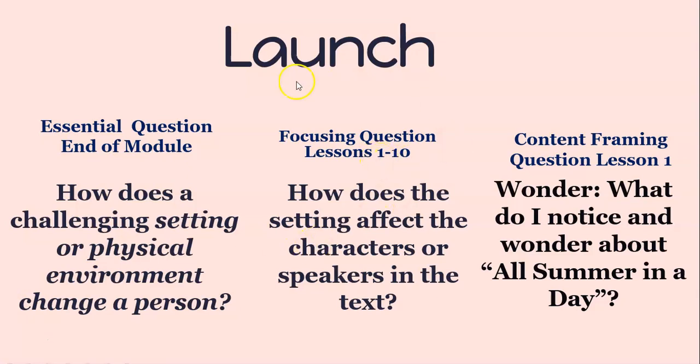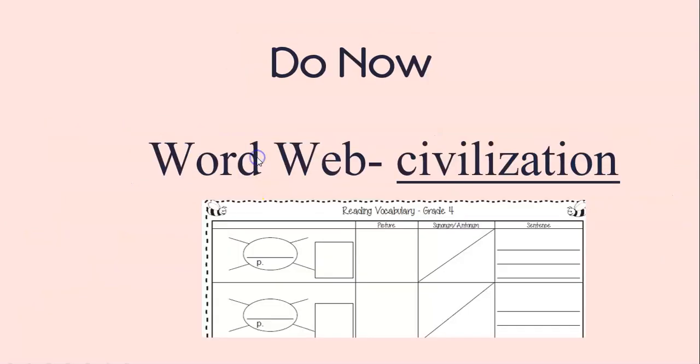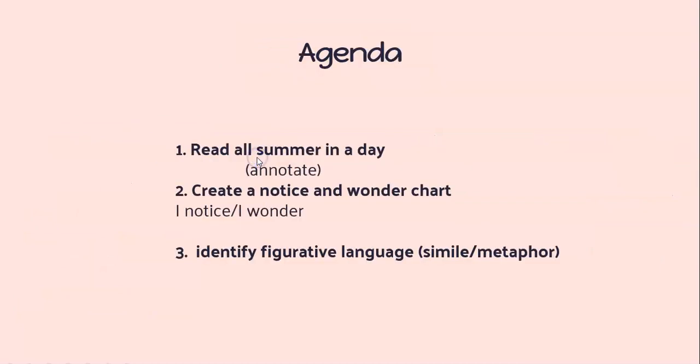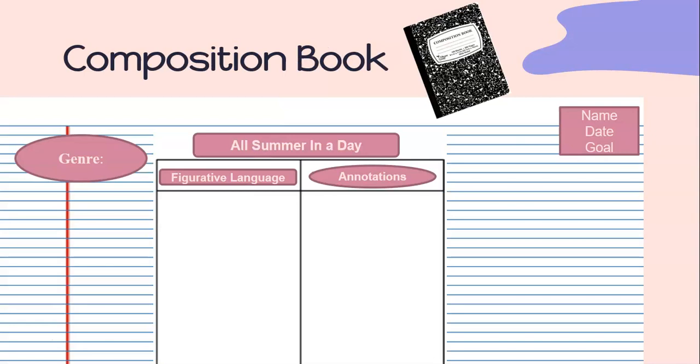Okay. And the focusing question, I want you to focus on this question. We're going to work on the same question from lessons 1 through 10. And it's, how does the setting affect the characters or speakers in the text? So remember, the setting, how does it affect the characters? Does it change them? Do they stay the same? What happens? Alrighty, so we're going to go ahead and start reading the selection.